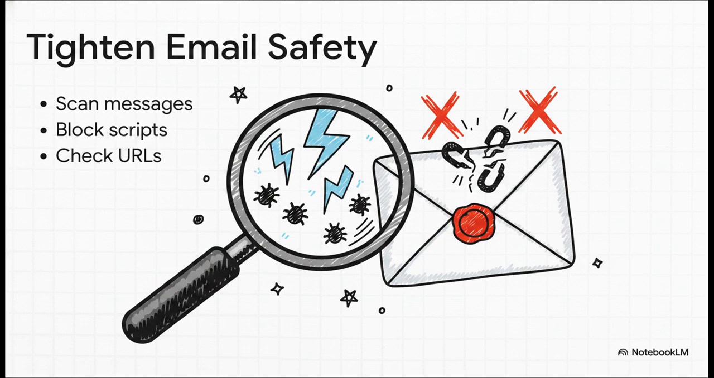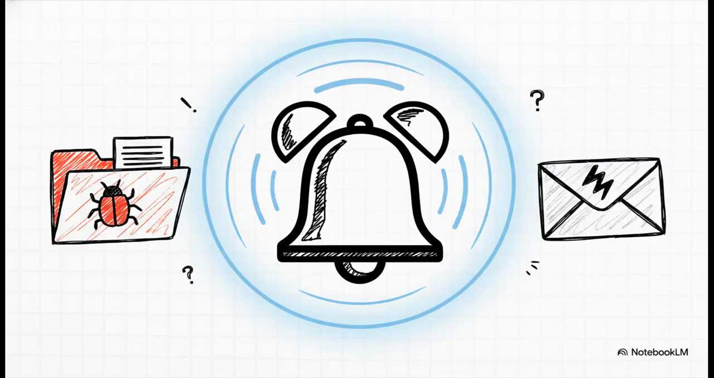shrink dramatically. Finally, Step 5, utilize the security and alert centers. Look, you simply can't protect what you can't see, right? You need to really leverage the built-in alert center and the security investigation tool. This gives you proactive monitoring across your entire environment.